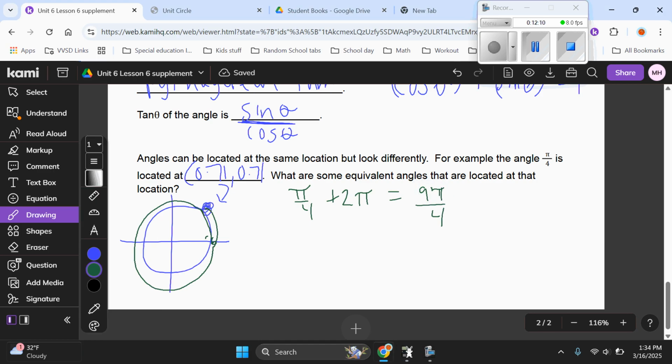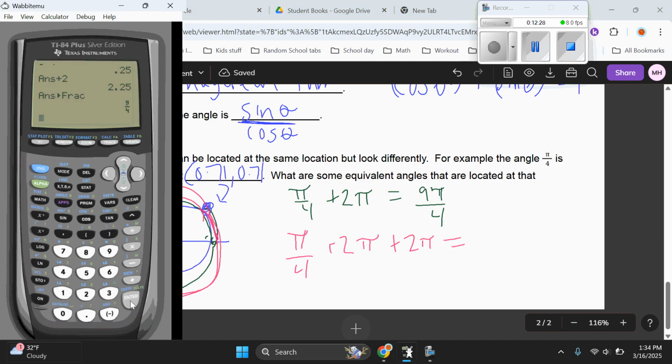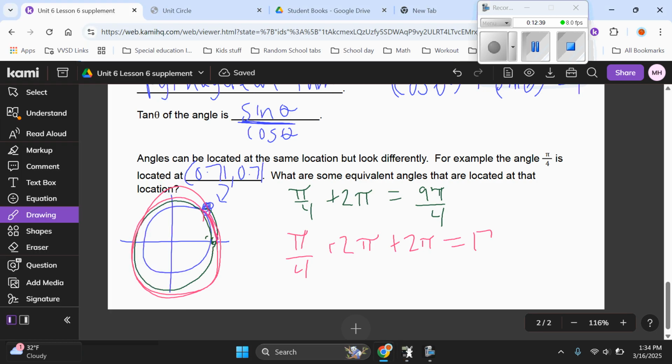I could also go around the circle more than once. I could go pi over 4, 1 revolution, plus another revolution. So I could go pi over 4 plus 2 pi plus another 2 pi. So I can go 1 divided by 4 plus 2, and then change that to a fraction. And I could get 17 pi over 4.